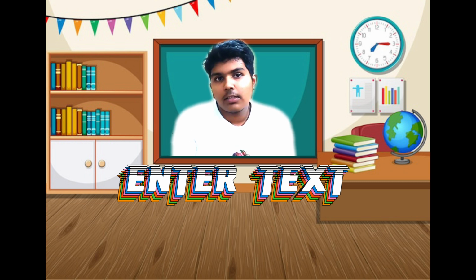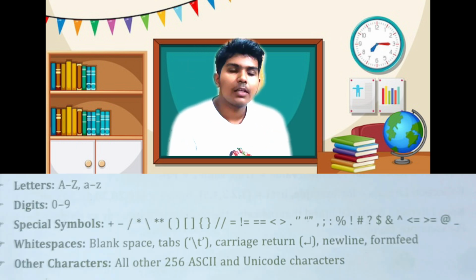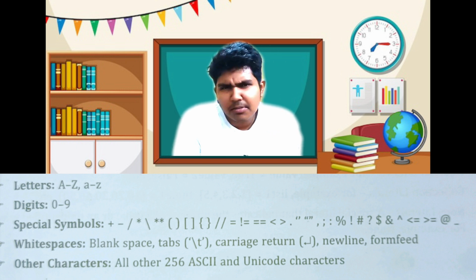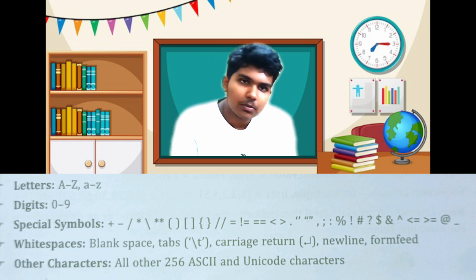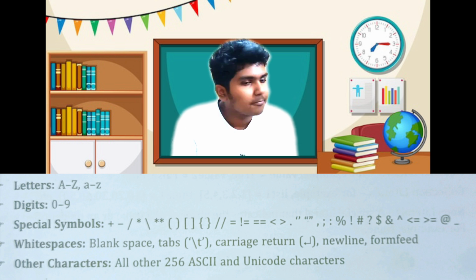So what does it support? What are these character sets? We are going to find out. So the types of character set are letters, digits, special symbols, white spaces and other characters. So letters is simple, capital A to capital Z, small a to small z. Digits 0 to 9, not 10 but 0 to 9.